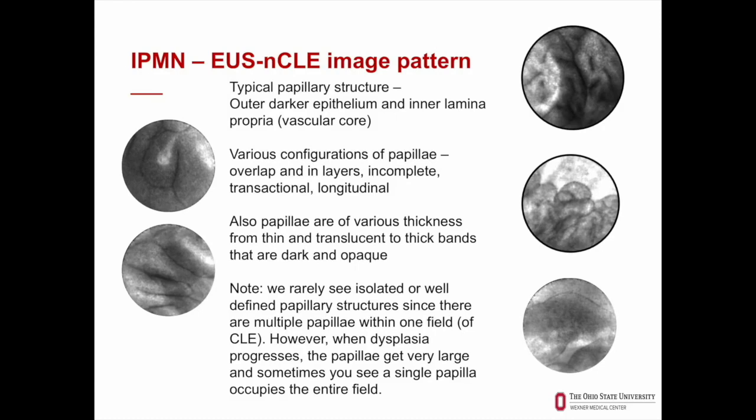Another point to be noted is that we rarely see isolated or large papillary structures since most IPMNs are somewhere between low grade, intermediate, to proceeding to high grade dysplasia. As dysplasia progresses, we get to see these large papillary structures, sometimes which occupy the entire field of vision.